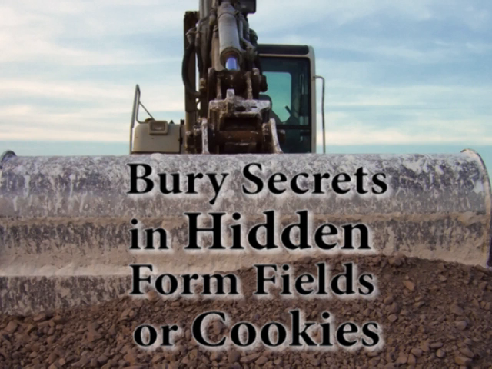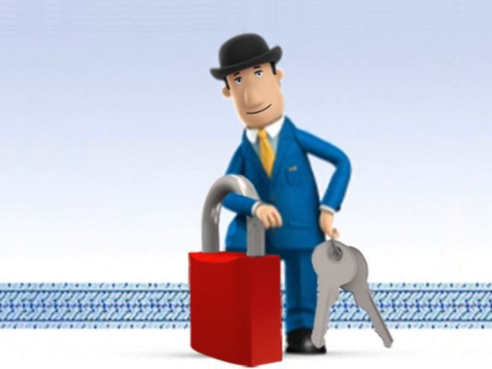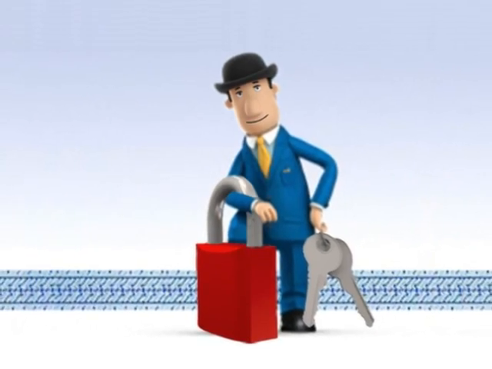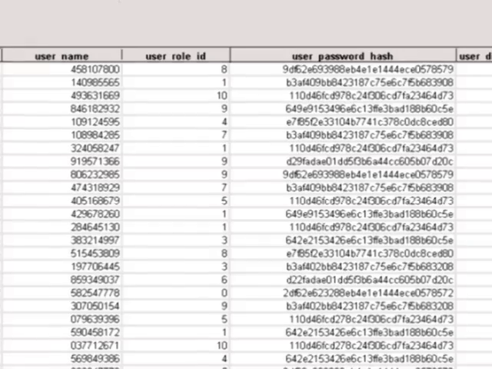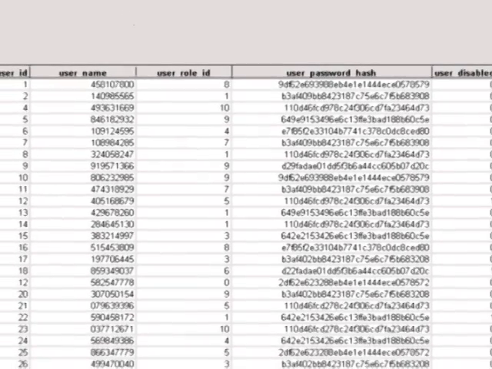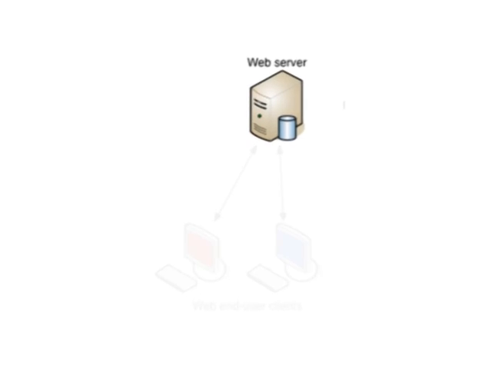Don't disclose clear text secrets to the user. Bury them in hidden form fields or in a cookie. Actually, the most secure approach is not to store secrets at all. For example, store password hashes instead of real passwords. But if you have to store secrets, then the server is a better place than the client.